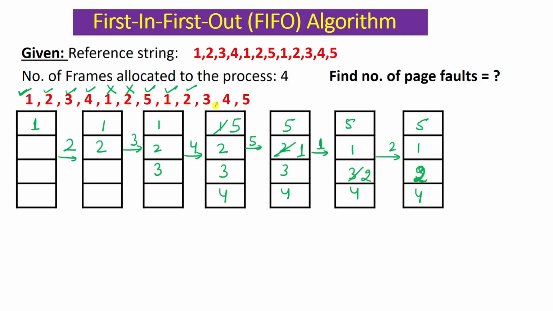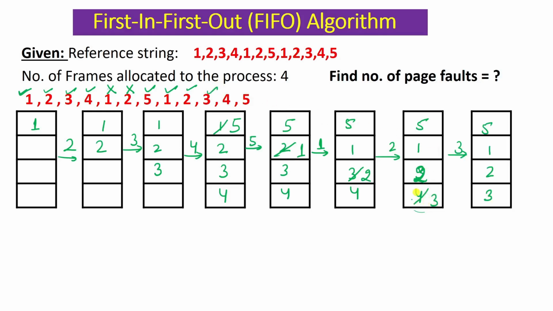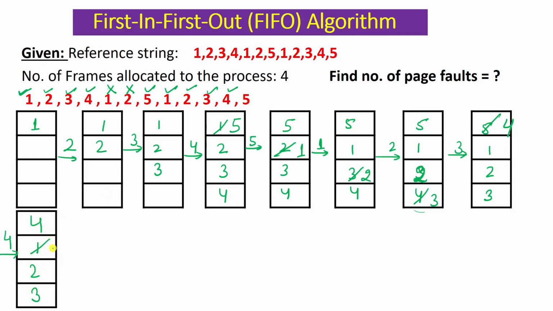Now for 3 again a page fault will be generated, so I have selected 4 as the victim page to put 3 here. Now 4 is not present here, so again it will generate a page fault, and page 5 will be replaced. Now at last page 5 is asked. Again page 5 is not present, so which page should be selected? This is the oldest page.